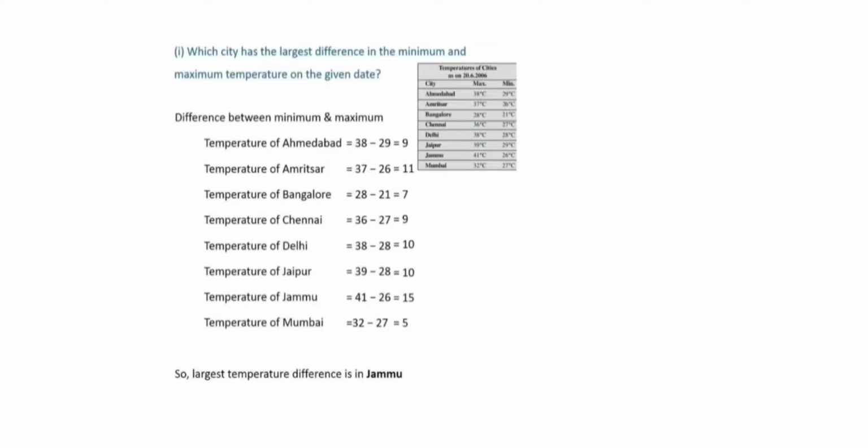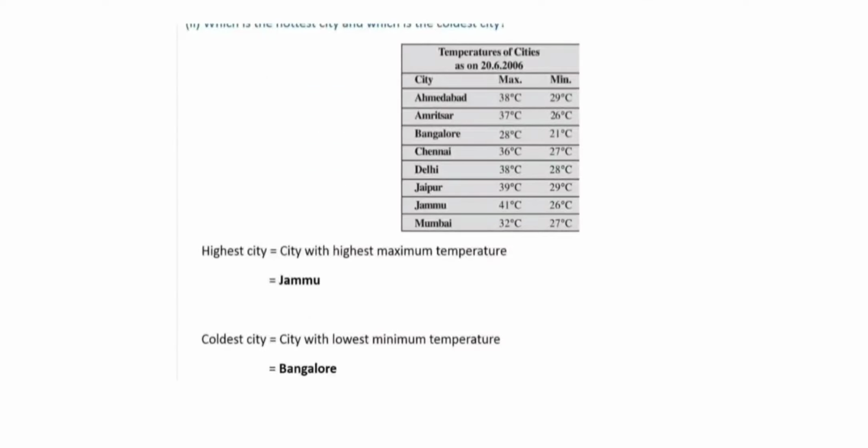So the largest temperature difference is in Jammu, because the difference is 15 here. Which is the hottest city and the coldest city? The hottest city is the city with the highest maximum temperature, that is Jammu, and the coldest is Bangalore.